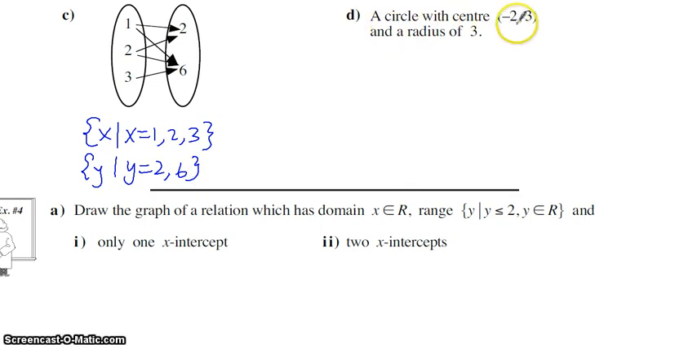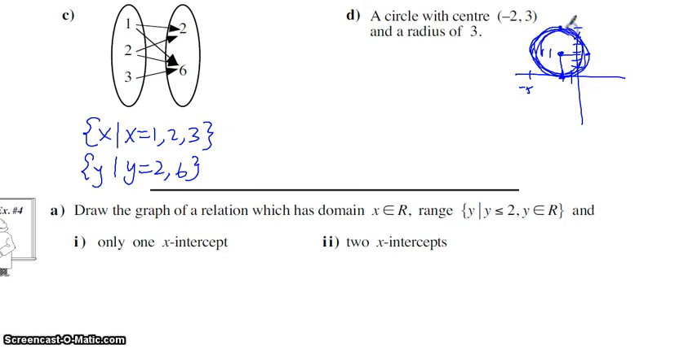A circle with center at (-2, 3) and a radius of 3. So this is my center, and I draw a radius of 3. So 3 units here, 3 units here, 3 units, 1, 2, 3. So I'm as high as 6, and 3 units down, that's 0. Okay, so this is my circle.